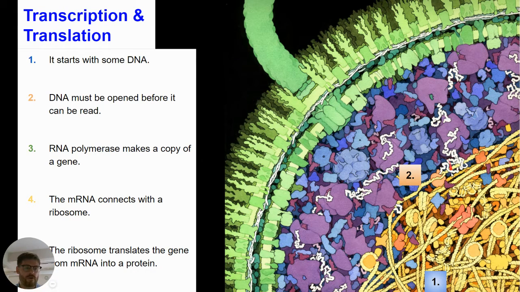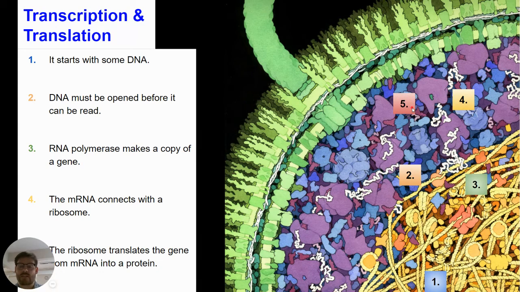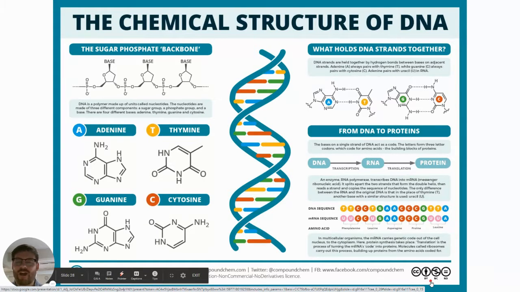And so we're going to focus on this area right here. Once it's opened up, RNA polymerase, which is a special enzyme, is going to come in and make a copy of that gene. And then that copy, called mRNA, is going to make its way to a ribosome, which are these purple things all in the cell space here. And once it connects with that, then the ribosome can translate that mRNA into a protein. So this is the basics of it, and we're going to look closer at the individual steps along the way here.